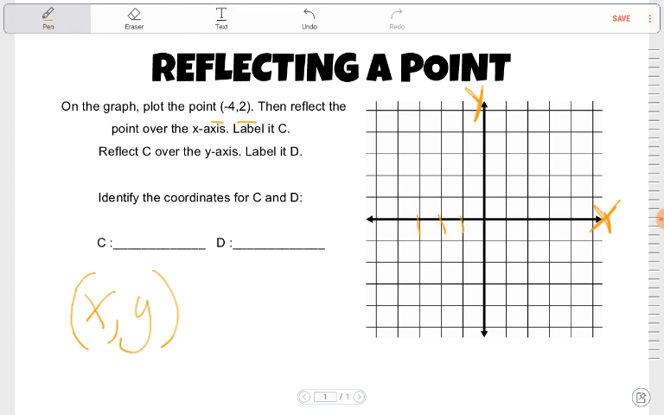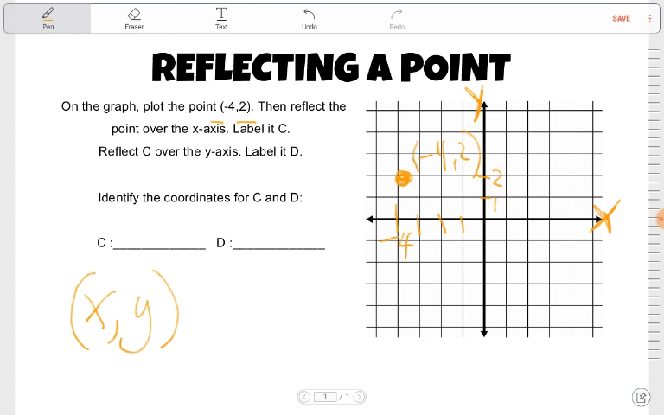1, 2, 3, 4. I will label that as -4. And then I'm going up on the y-axis 2, so I can even write down 1, 2. And now that is my first point. I'm going to just label it -4, 2. They don't tell me to label it with A or anything. I'm just going to write -4, 2.